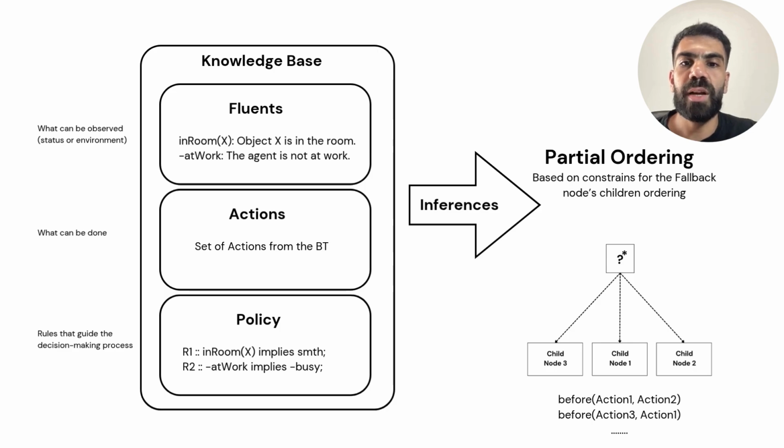The engage fallback node uses fluents as what the robot can observe in its status and environment, actions as what can be done, and the policy as rules for guiding the decision-making process to infer constraints about the ordering. This partial ordering, based on the constraints, reorders the children of the fallback node to prioritize certain children over other children.